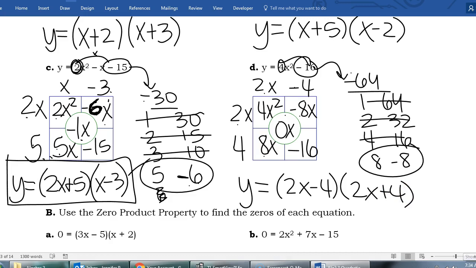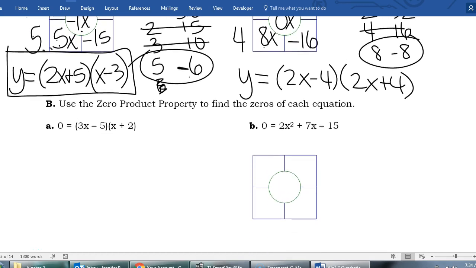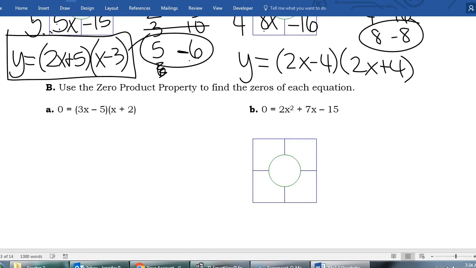Letter B, use the zero product property to find the zeros in each equation. So, the whole point of taking general form equations and changing them into factored form is that it's a lot easier to solve a factored form equation than it is to solve a general form equation. The way that we solve it is we're going to take each factor separately, set them equal to 0, and then we're going to solve them independently.